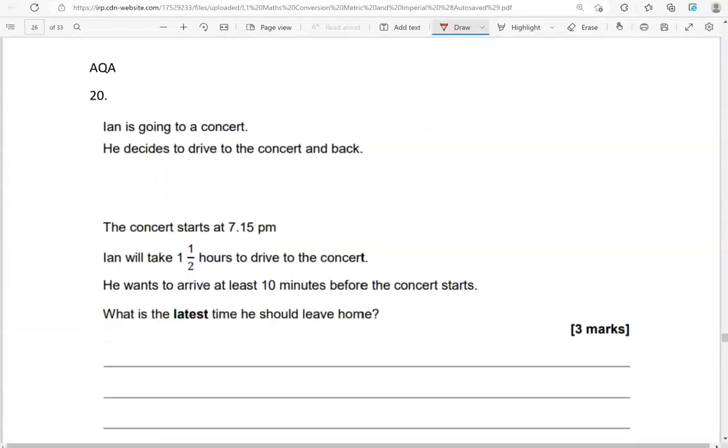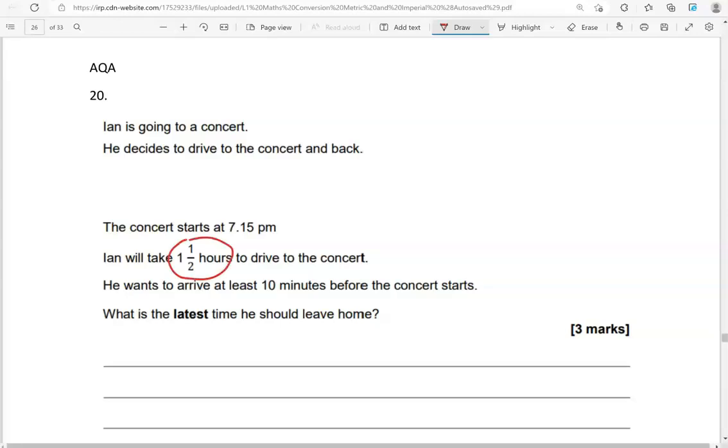Ian is going to a concert. He decides to drive to the concert and back. The concert starts at 7:15 p.m. Ian will take 1.5 hours to drive to the concert. He wants to arrive at least 10 minutes before the concert starts. What is the latest time he should leave home?